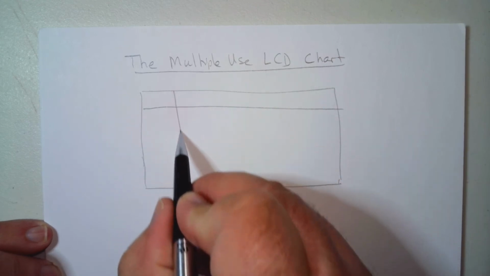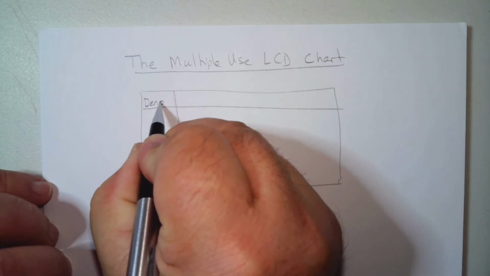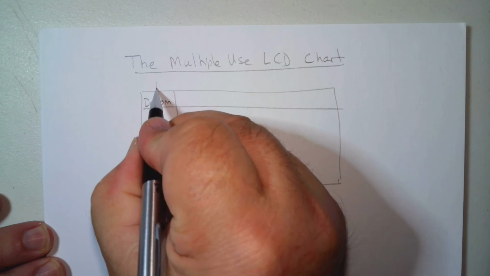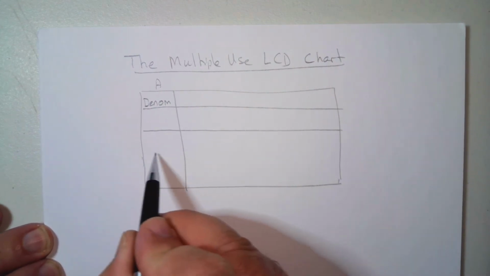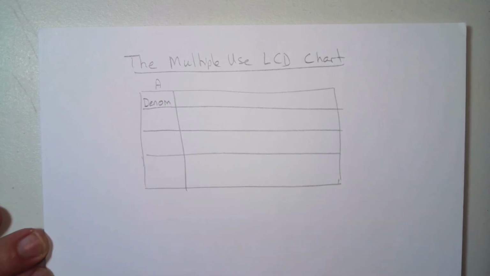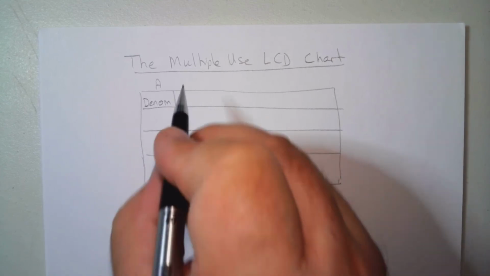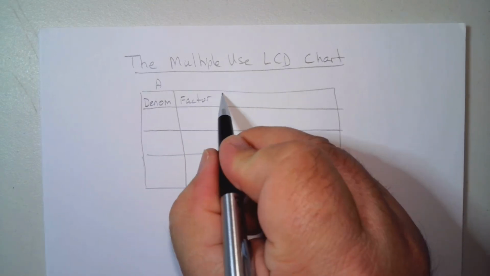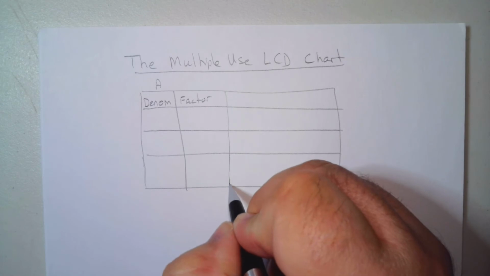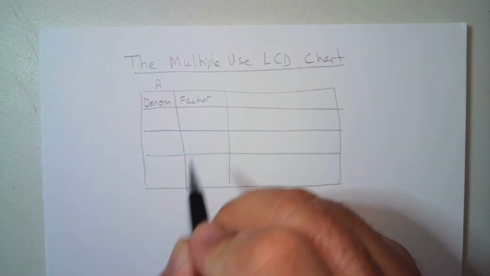The first column, we'll call that column A. That's where you put your denominators. However many denominators you have, you put them in there. The second column is whatever your denominators are, factor them. In other words, break them down to its smallest numbers. Like if it was 9, it breaks down to 3 times 3.